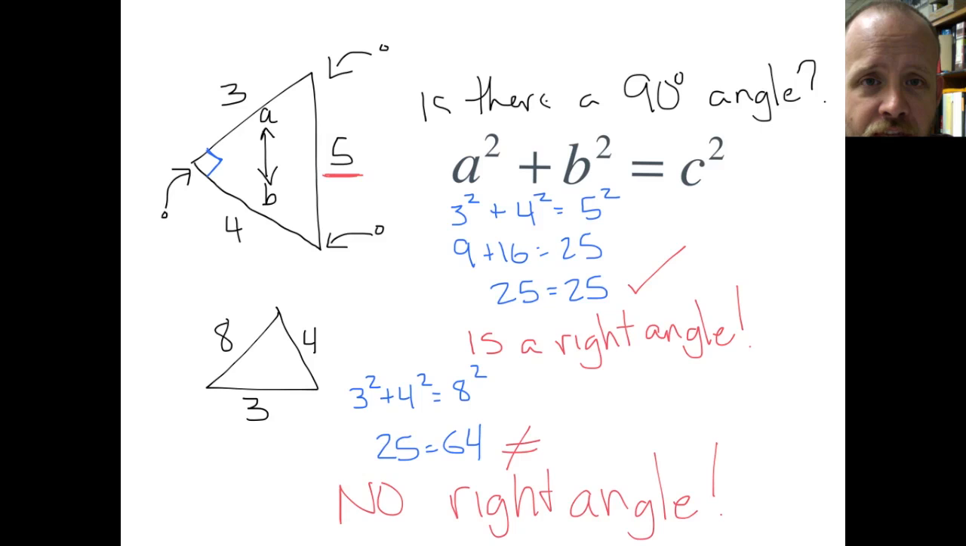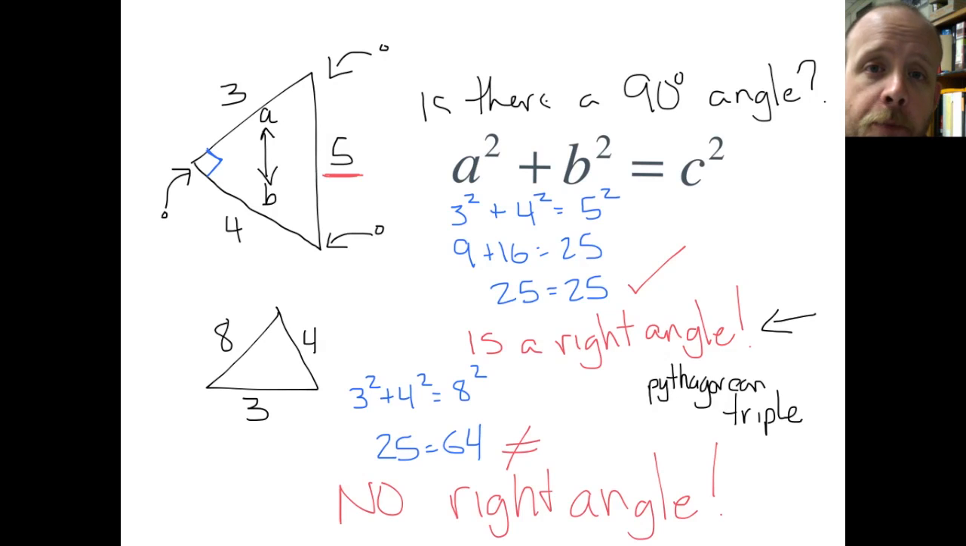One of the neat little things is that any set of numbers that does produce a right angle, or a 90-degree angle, has a special name, and that name is a Pythagorean triple. Okay? Pythagorean triples are any sets of three numbers that satisfy a squared plus b squared equals c squared. 3, 4, 5 is a Pythagorean triple.